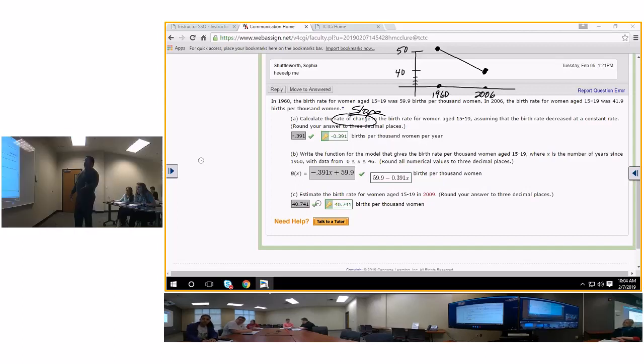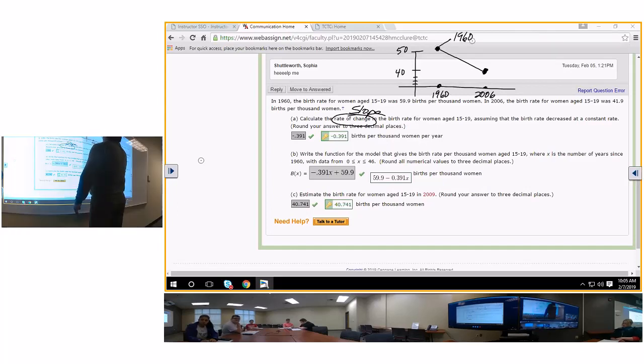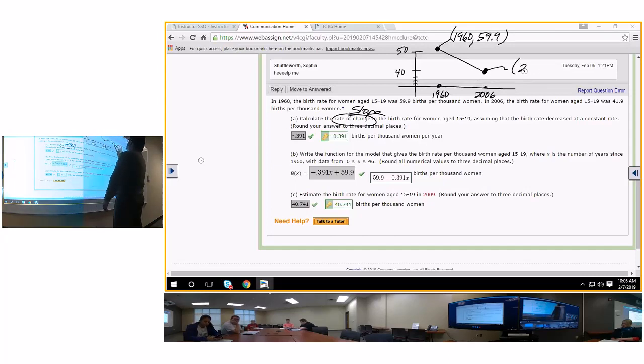Now, they don't say, so I guess you just use 1960 and 2006. It doesn't say anything about number of years since 1960, does it? So this point right here is 1960, comma 59.9. What's this point? 2006, comma 41.9.